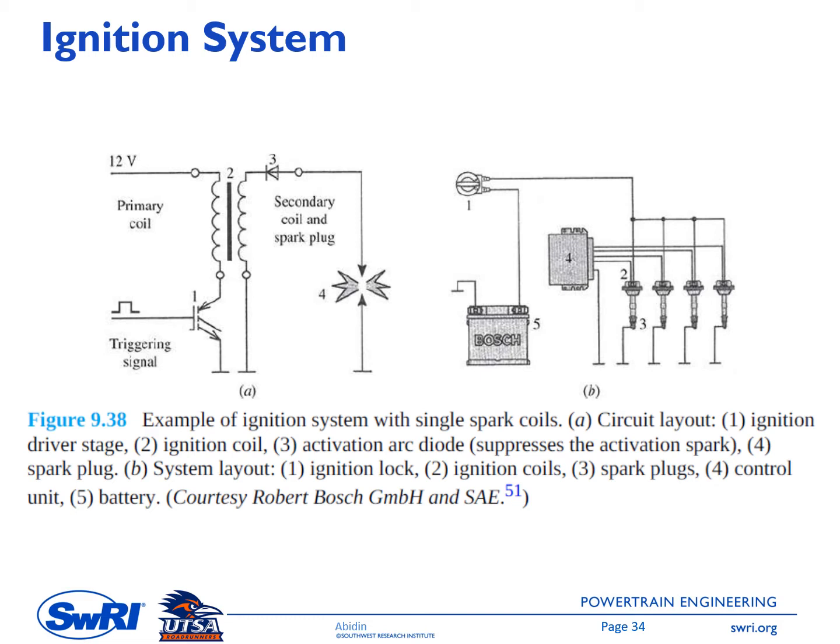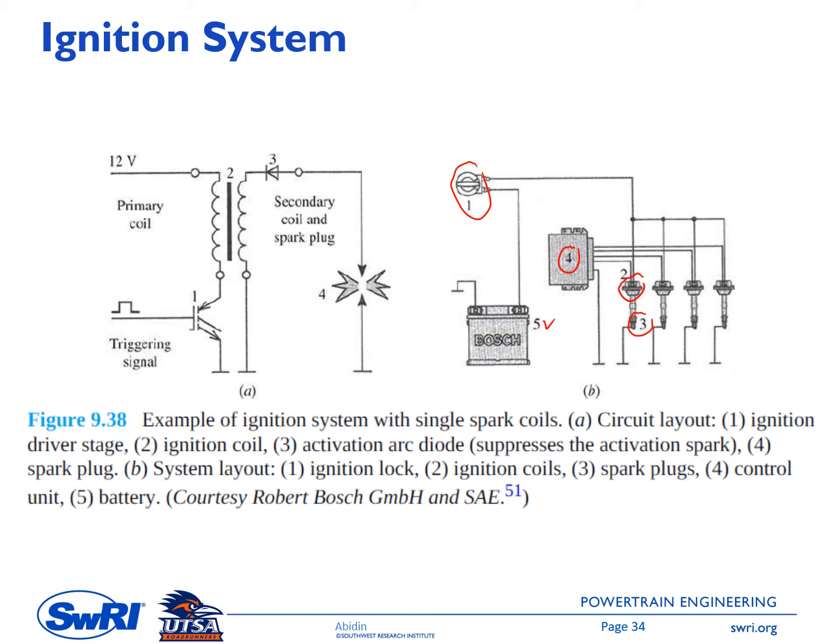In this induction ignition system, there is a battery as the energy supplier, and then the coil. Next is the spark plug, number 4 here is the control unit, and number 1 here is a kind of ignition lock. And then the figure on the left side is showing the circuit layout.